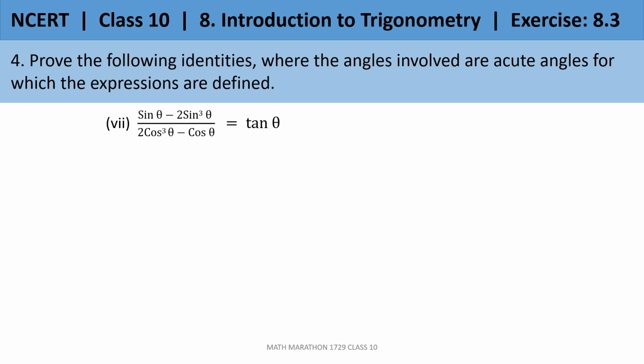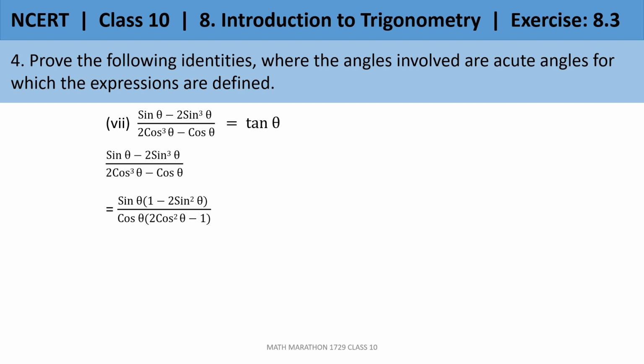Prove the following identity. Section 7. Sin theta minus twice of sin cube theta by twice of cos cube theta minus cos theta is equal to tan theta. Let us start with left-hand side. Sin theta minus twice of sin cube theta by twice of cos cube theta minus cos theta. In numerator, sin theta is common. In denominator, cos theta is common. Is equal to sin theta multiplied by 1 minus twice of sin square theta by cos theta multiplied by twice of cos square theta minus 1.